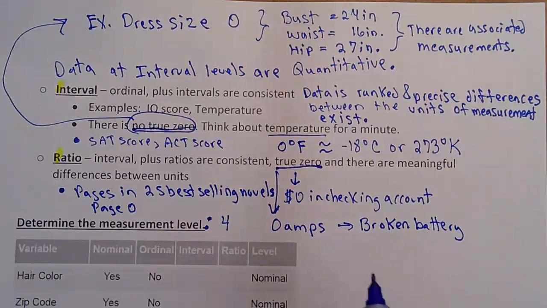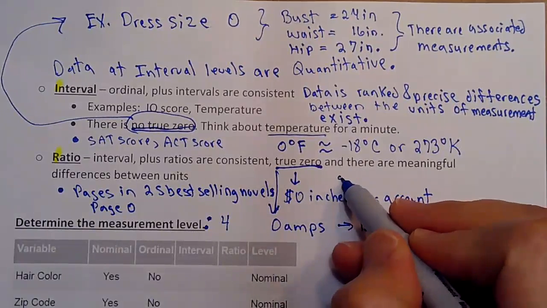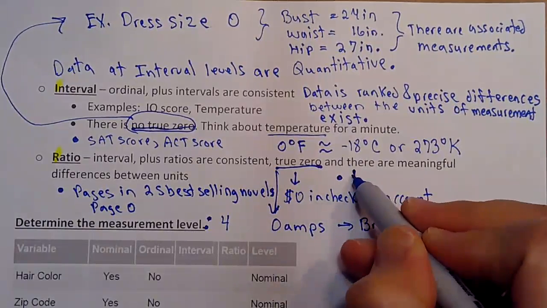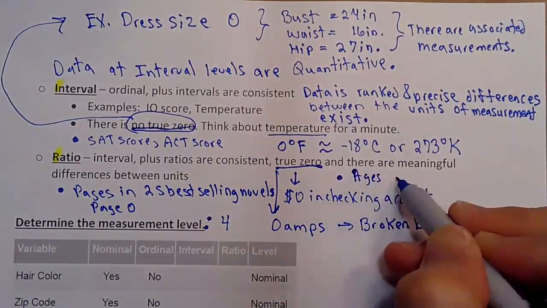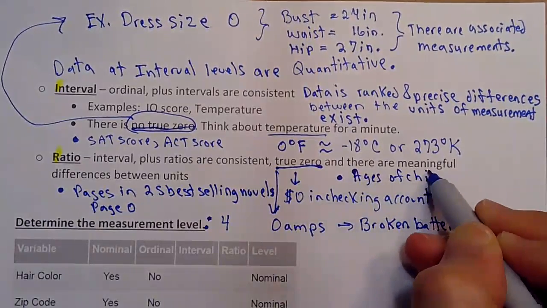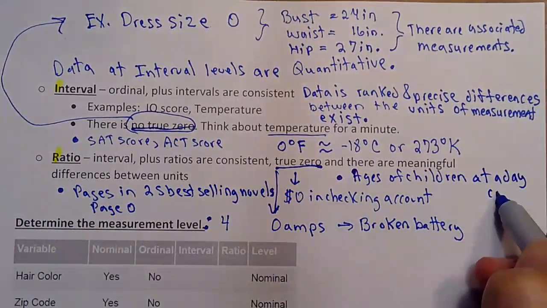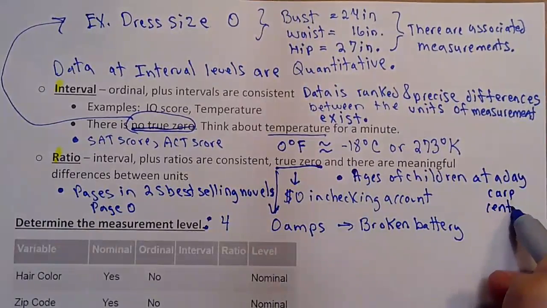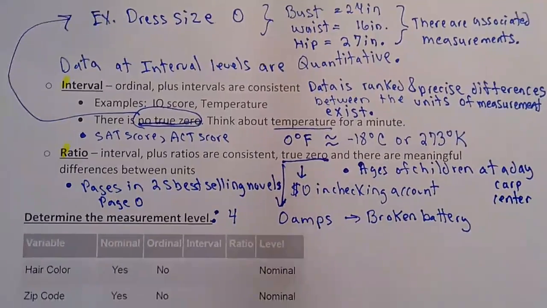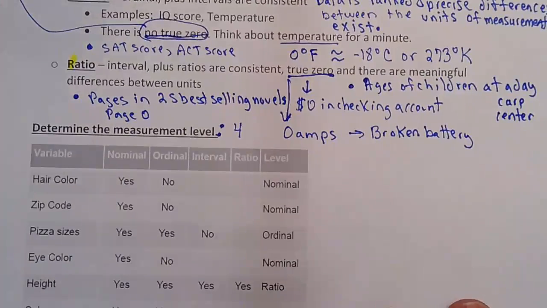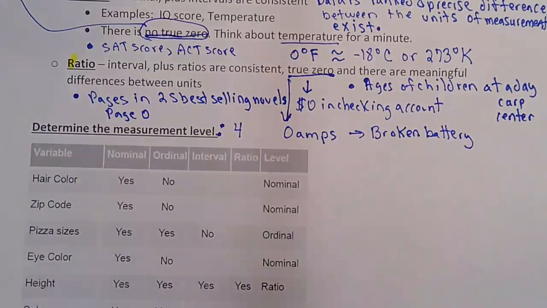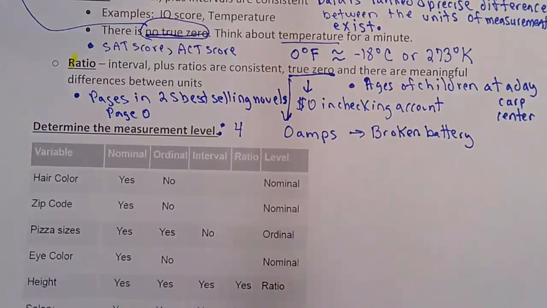And then I have another example. I have here ages of children at a daycare center. So let me just put this. Ages of children at a daycare center. All right. Okay. And then at the bottom it says test yourself. What level of measurement would be used to measure each variable at the bottom?